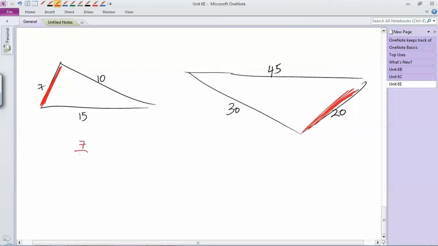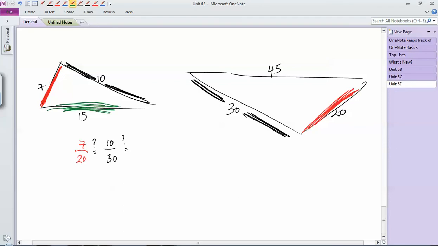So I'm going to be comparing 7 with 20 and then seeing if that's the same as, and then you match up the medium sides. So in this case it'd be the 10 goes with the 30 because those are the medium sides. So is that the same as 10 over 30? And then you check, is that the same as the long sides matched up too, right? So we're checking, is the 15, does that compare to the 45 in the same way? So 15 over 45. And if you reduce them, well, 7 over 20 doesn't reduce. This is 1/3 and this is 1/3.